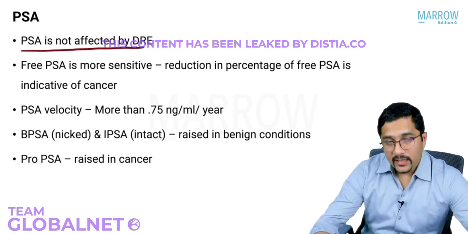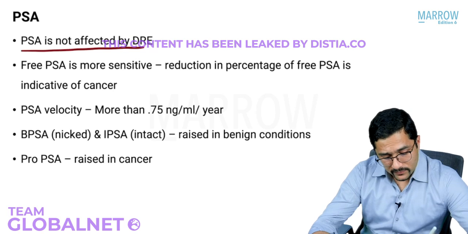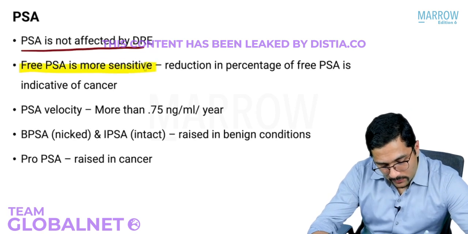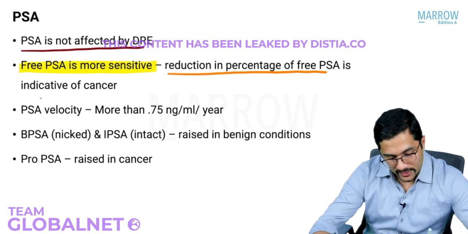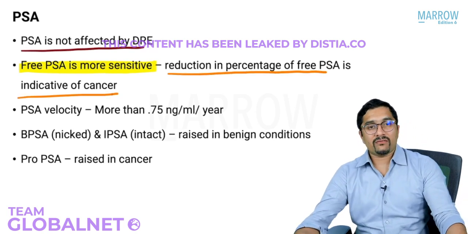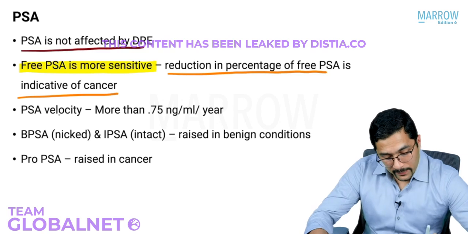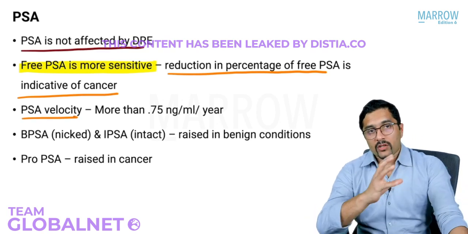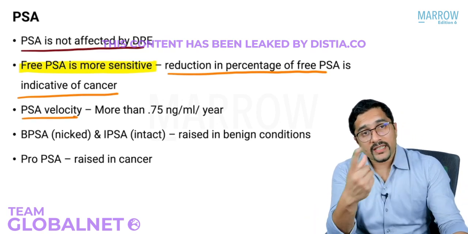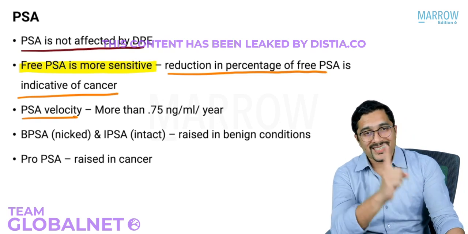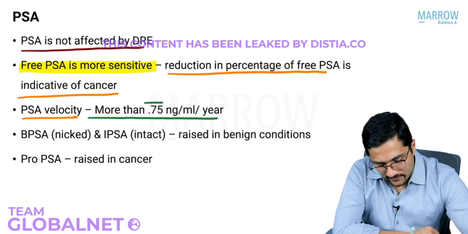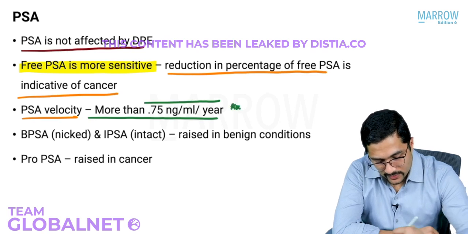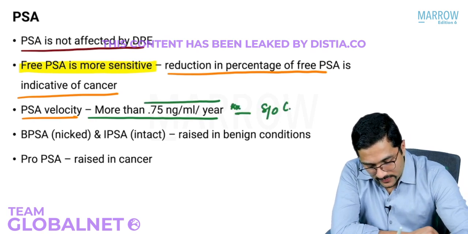PSA is not affected by digital rectal examination. Free PSA is more sensitive. So if there is a reduction in the percentage of free PSA, that is indicative of cancer. PSA velocity means the change in PSA with time. More than 0.75 nanograms per ml per year is suggestive of cancer.